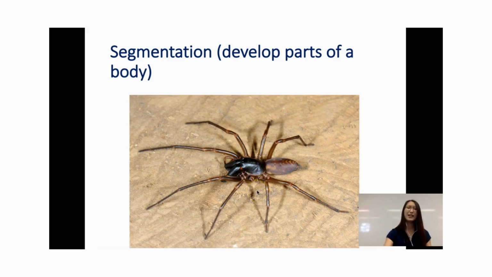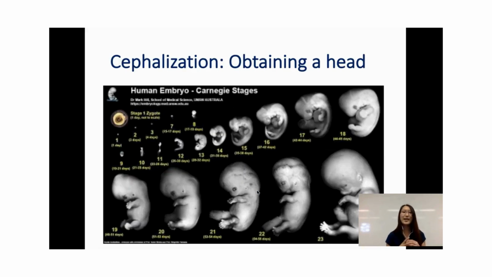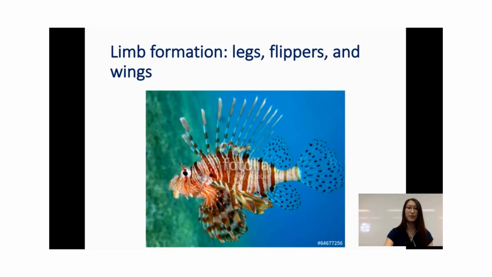compartments of their body. And then there's also cephalization, which is the growing of a head, which doesn't apply to all the organisms or even all the animals, but a lot of the animals do have a head. So cephalization is a process of obtaining a head during development. And then there's limb formation, which happens to some animals, but not all animals. So for example, spiders and insects don't have limbs. They do have exoskeleton, legs.